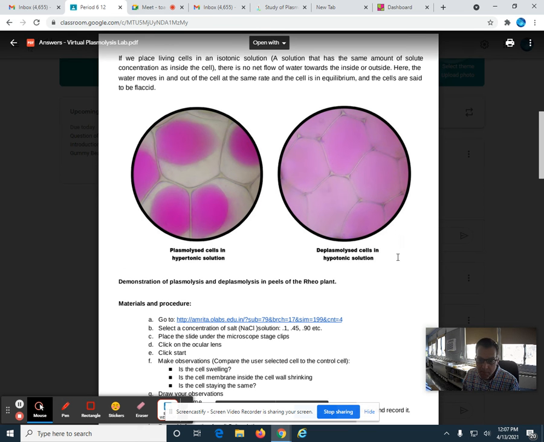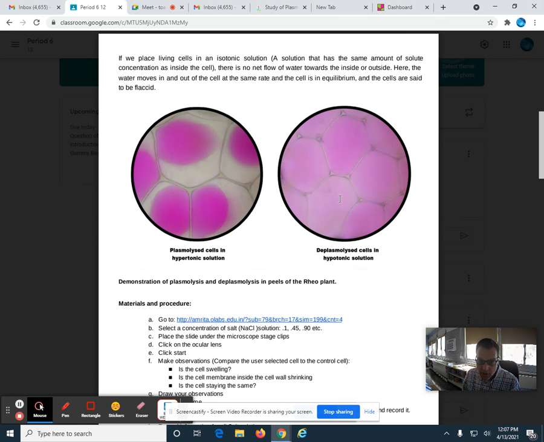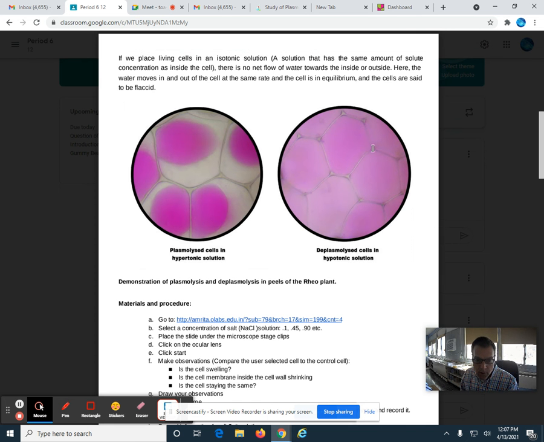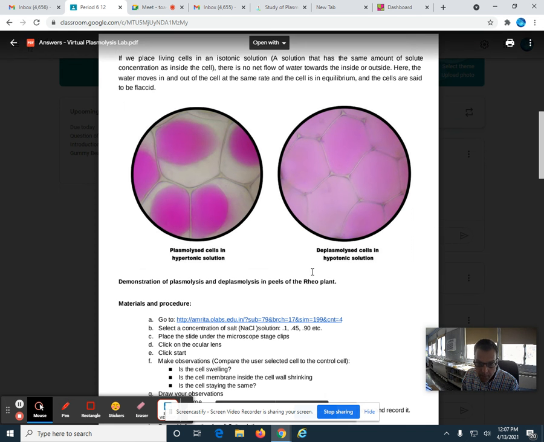In a deplasmolyzed cell, in a hypotonic solution, the cell swells. That means that the solution has a lower solute concentration, which means a higher water concentration. And so the water will rush into the cell, blowing the cells up, swelling them, and eventually rupturing them if they get too full of water.